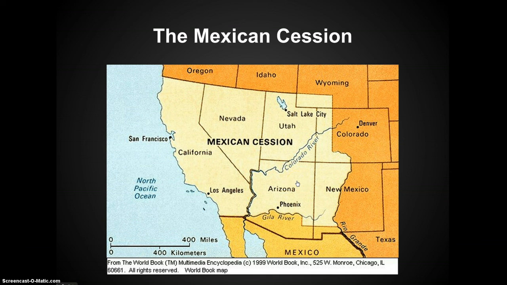So we soon inhabit it, and we organize it, and it becomes part of the nation in 1848.